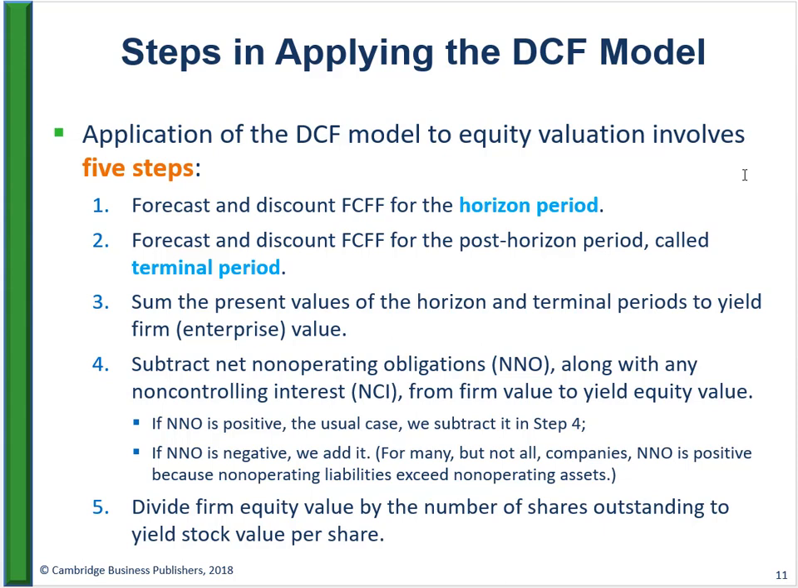Step 4, subtract the net non-operating obligations. So focus in on that keyword net there. So we're going to subtract any non-operating assets, which may include cash to the extent that it's non-operating. So take a company like Apple that has a huge cash hoard. They don't need all of that cash to operate their day-to-day business. Anything over and above what they need to operate the day-to-day business is a non-operating asset, which we would subtract from our non-operating obligation. We will also subtract any non-controlling interest from the enterprise value to yield our equity value.